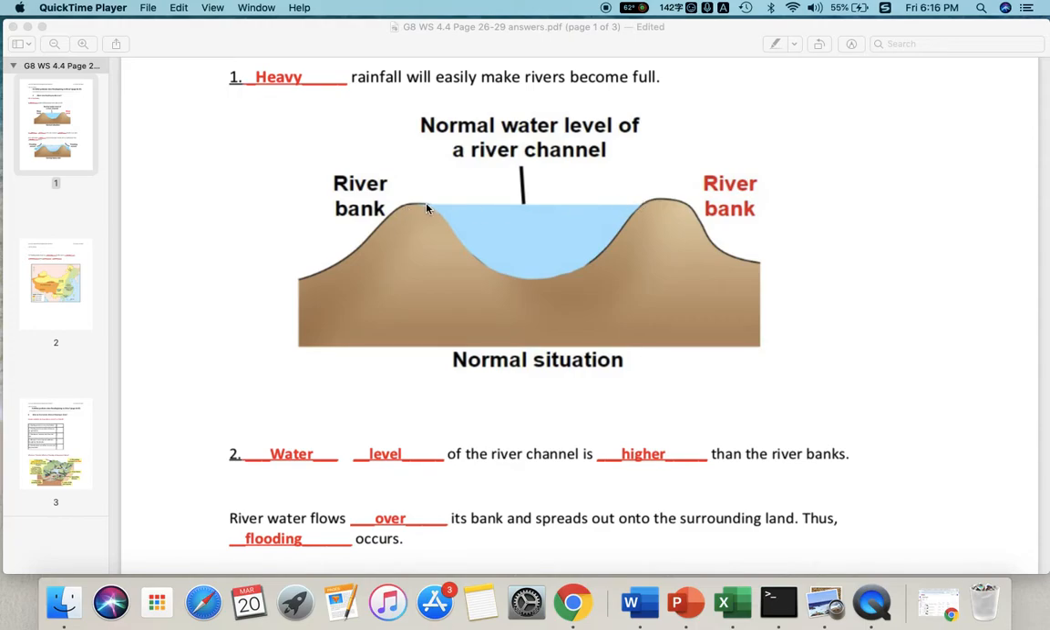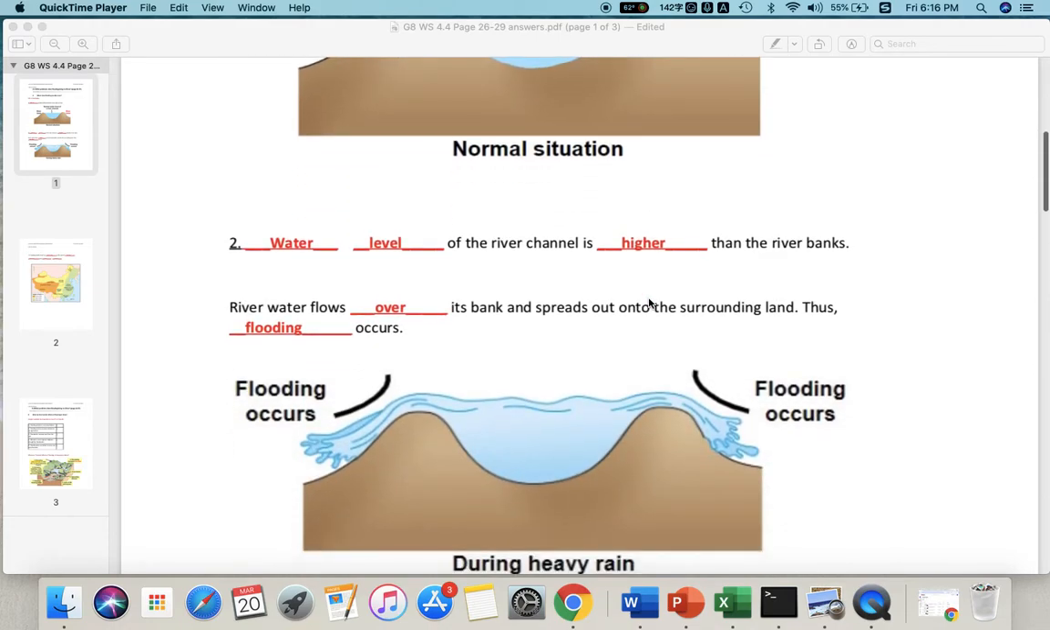When the water level becomes higher than the river banks on the two sides, this will happen: the river water, that means the water here, will flow over the banks and spread out onto the surrounding land. So maybe here or maybe here. This is what we call flooding. This is the basic definition of flooding.